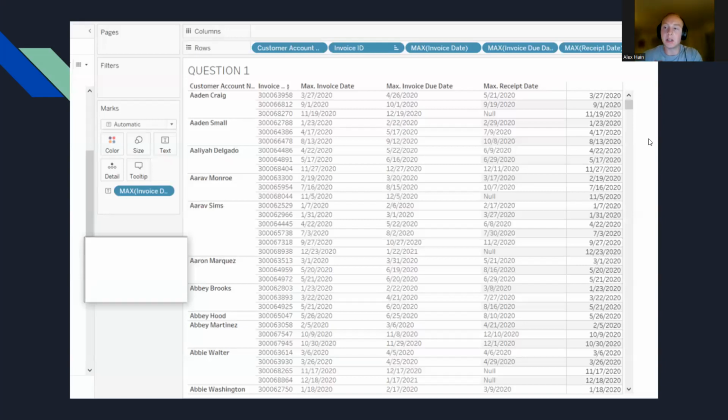And then here you can see how I set this up in Tableau. So you have your list of customers on the left, it scrolls down towards the end of the list, but this is the screen grab I have here, along with the invoice ID numbers, the date of the invoice, and the date that it was due. And then all the way on the right here, you can see the receipt date of that invoice.